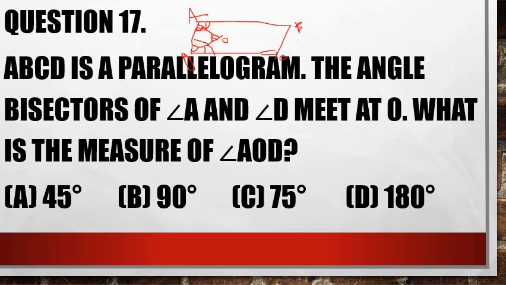So the sum of these two is 90, and since this is a triangle, the sum of the interior angles of the triangle should be 180, so this angle should be 90 degrees. So the correct option is B, 90. The angle measure of AOD is 90 degrees.